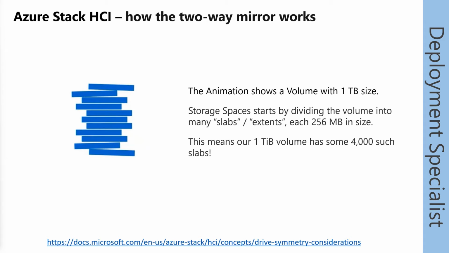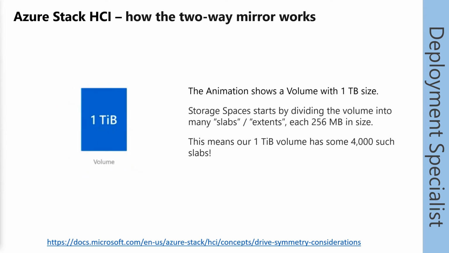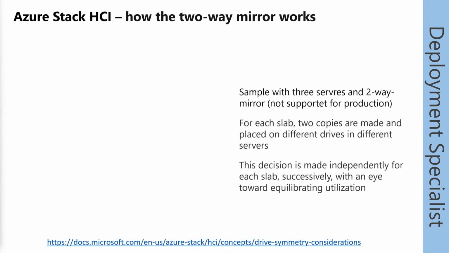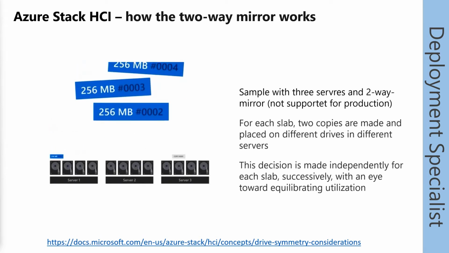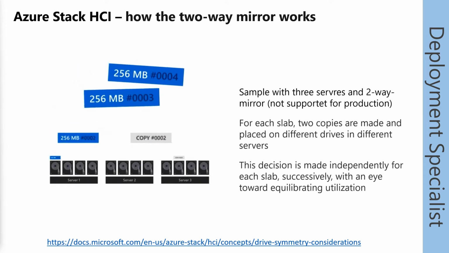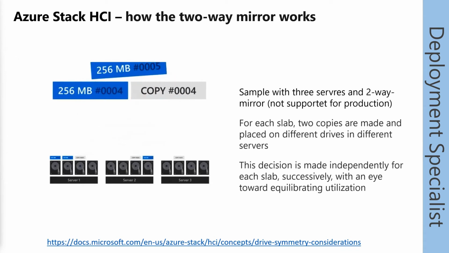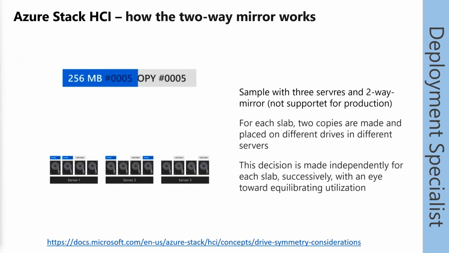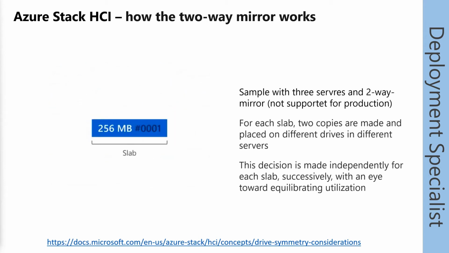So if we have a 1 terabyte volume, we will have about 4,000 of these slabs or extents. These slabs or extents will be distributed across the servers, and when we have a look at a 2-way mirror, we'll have the situation that on the server where we have the original extent, we will never have the copy. As you can see here, the blue one is the original, the gray one is the copy, and we will always have a copy on a different drive on a different server.